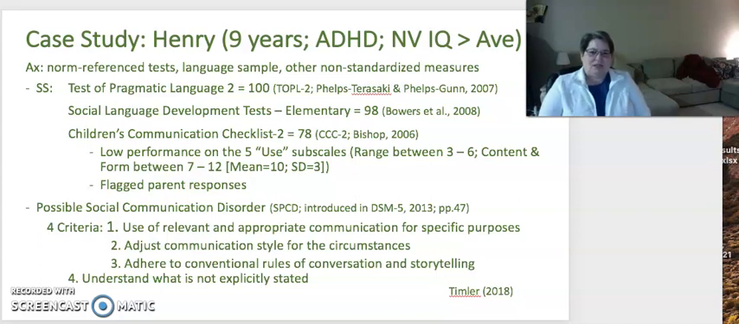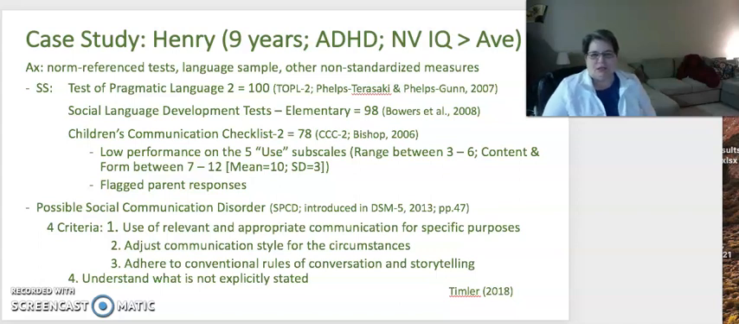So as you can see on the two tests, a Test of Pragmatic Language 2, a standard score of 100, and the Social Language Development Test, Elementary, a standard score of 98, both of which are at or just slightly below the mean, so within an expected range for this child's age.